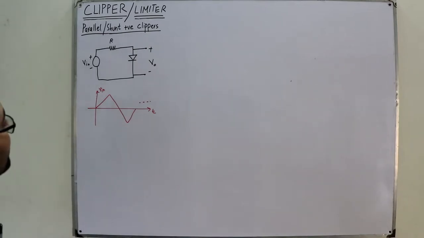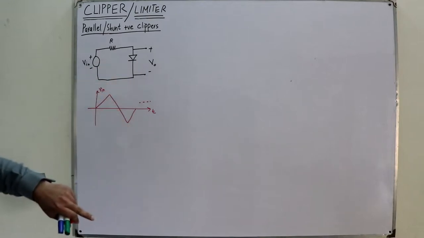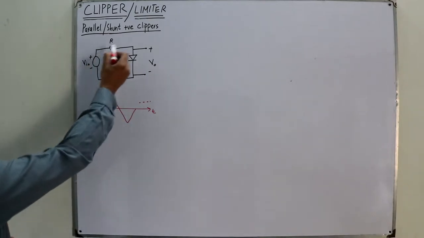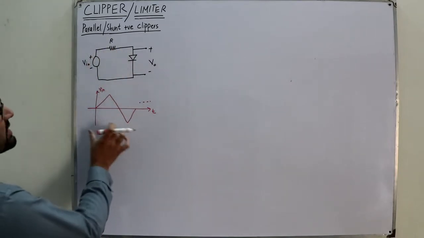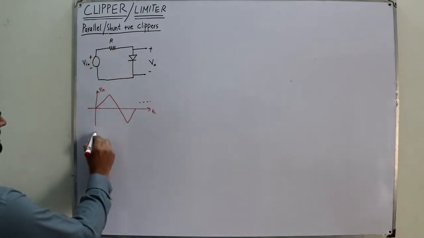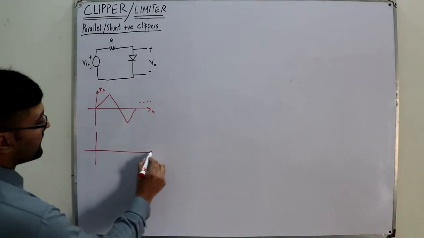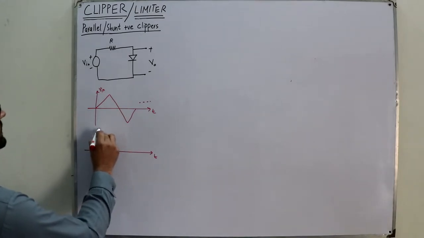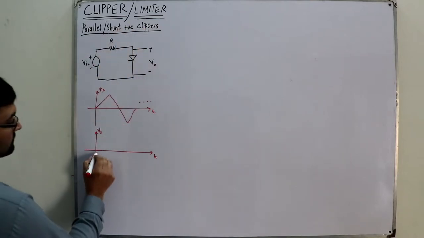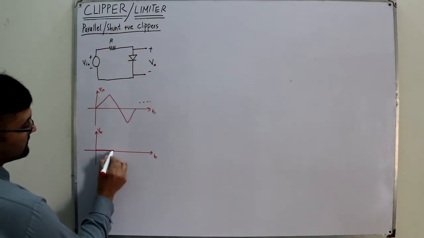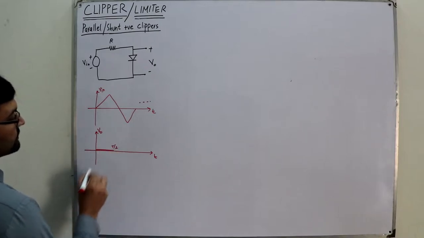So for the diode to be forward biased, the input voltage should be greater than zero. Yes, because plus is connected to P side and minus is connected to N side. So in the positive cycle, it is being forward biased directly, you could say, V output. So if it's forward biased, the output voltage is zero. The output voltage is zero till T by 2, right?